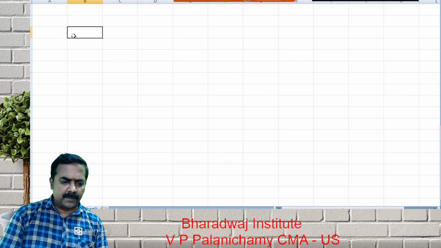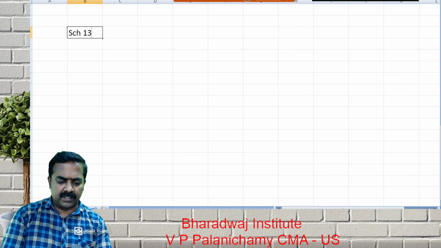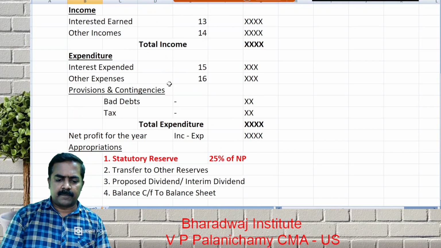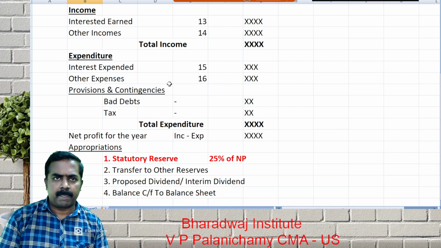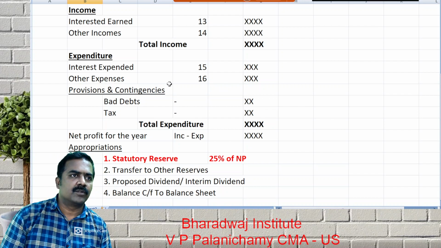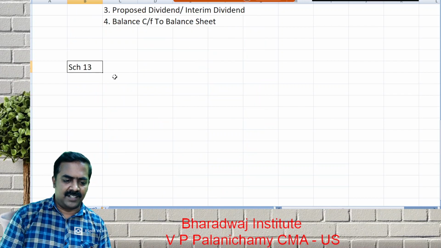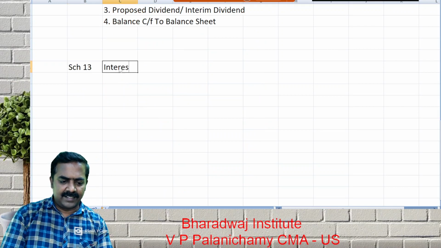What is the first one? Start. Schedule number 13. Have you taken up to this? Start. Schedule number 13. What is it? Interest earned.